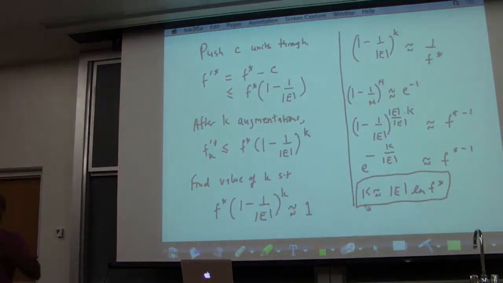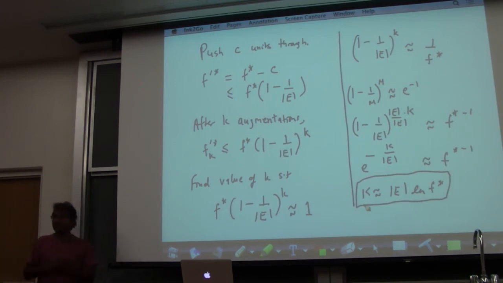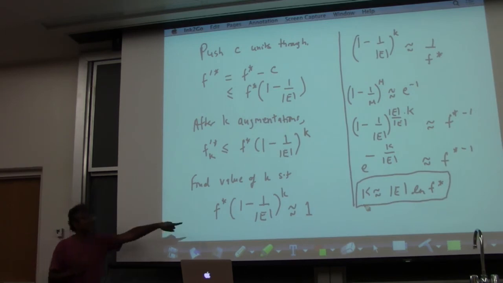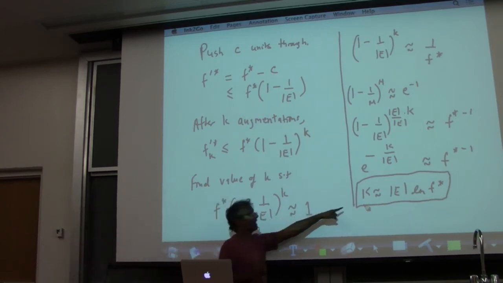Okay? Questions? Just to wrap up, before I take more questions, what we have now shown is that if you take the fat pipe algorithm, after these many iterations, you are guaranteed to stop.